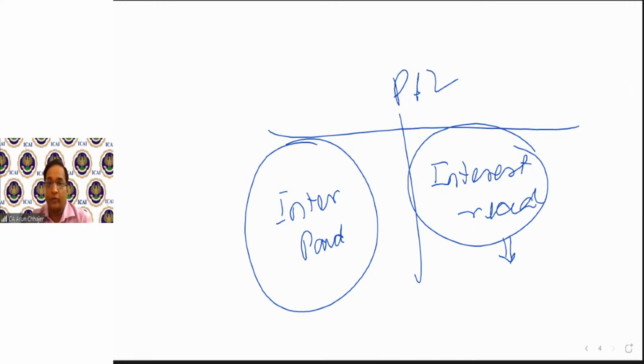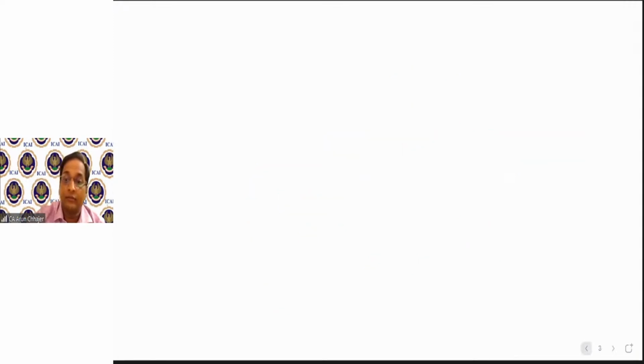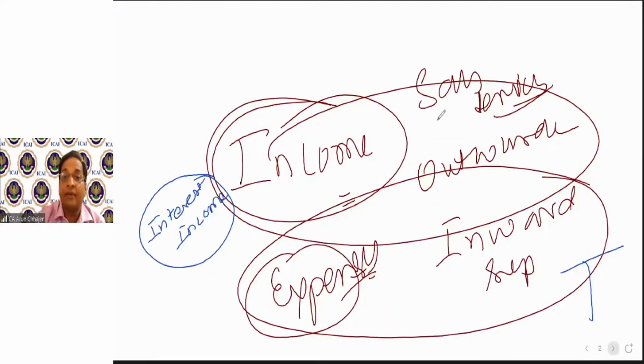सुशील अभी भी गलती कर रहे हो. अभी तो हमने बात की that income is my outward. And now I am talking about interest received, which is income. So how it can be inward?